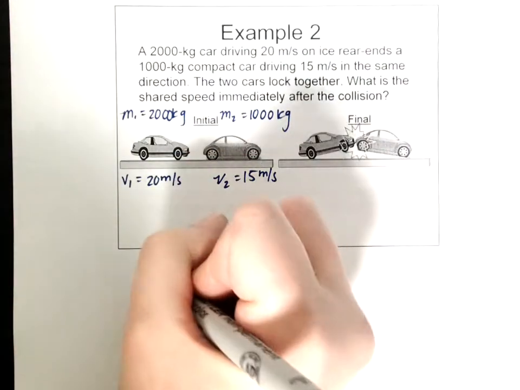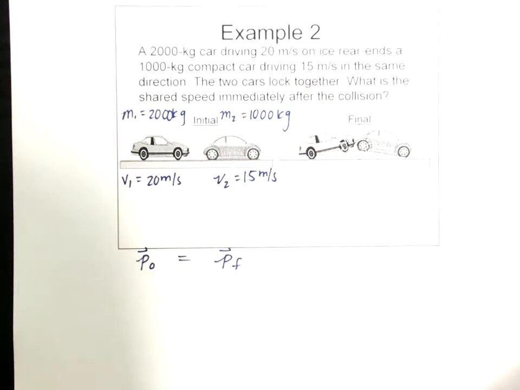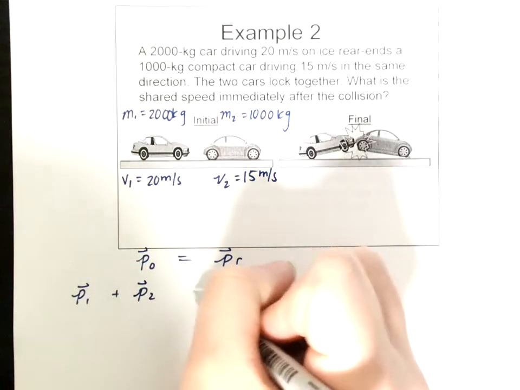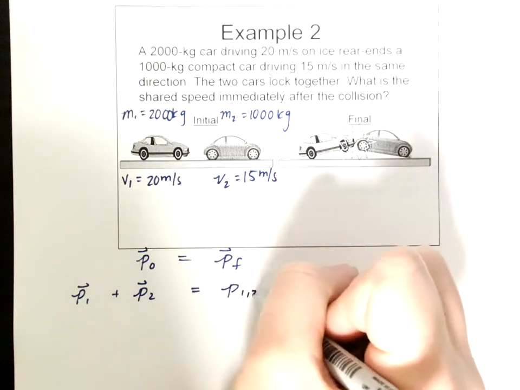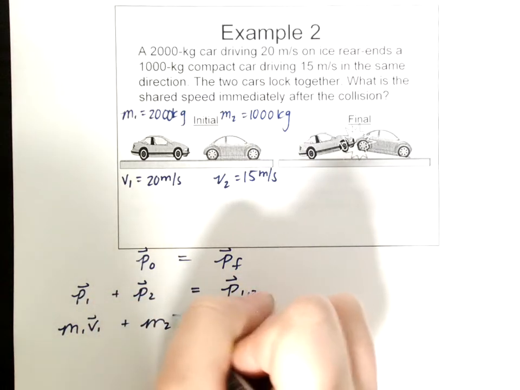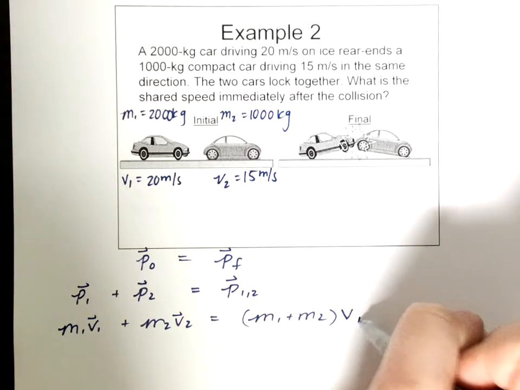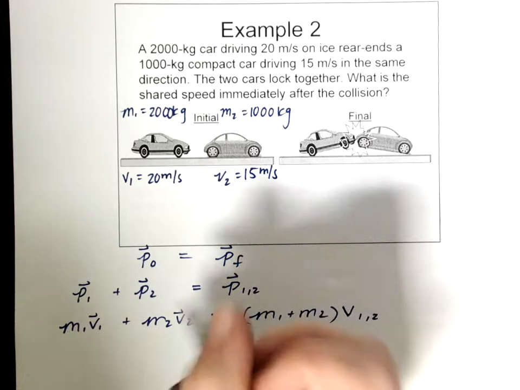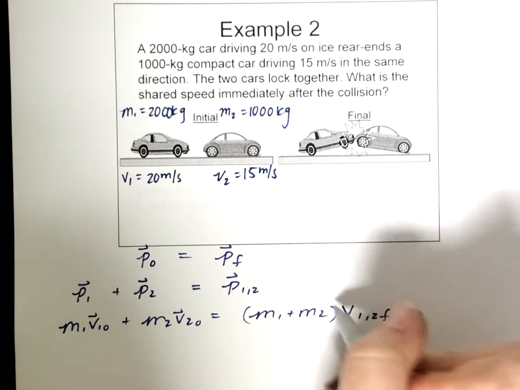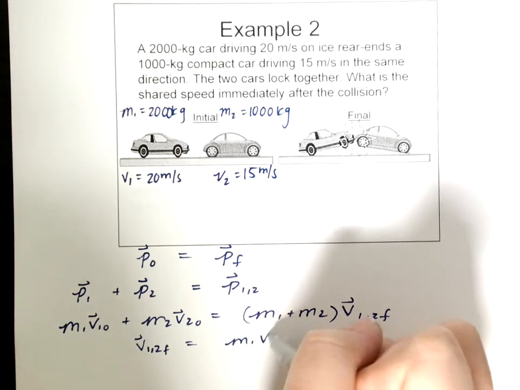Same setup as last time. P initial equals P final. And our system is P1 plus P2 is going to be equal to the combined momentum. So we get M1 V1 plus M2 V2 is equal to M1 plus M2 multiplied by V1,2. And these are the velocities initially, and this is the velocity at the end. So when we're looking for this unknown right here, when we solve for it, once again, we get the following.